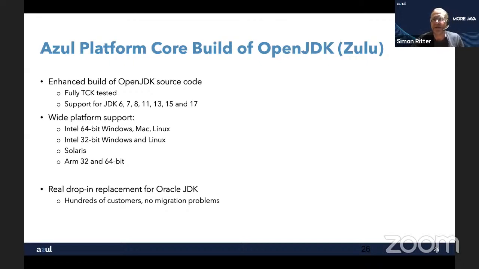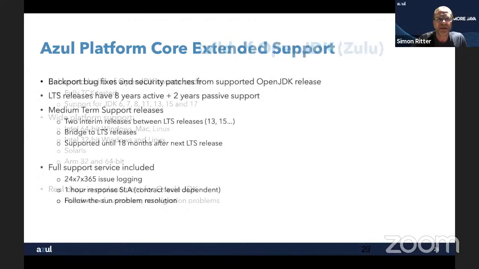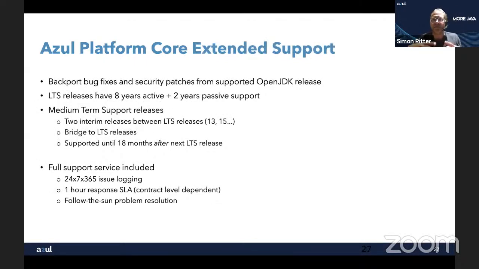Very much a drop-in replacement for the Oracle JDK. It is designed that way because it's a build of OpenJDK. It's tested with the TCK, so it is just a drop-in replacement. Don't have to change any code, don't have to recompile anything, just change your path, change your Java home, and off you go. In terms of what we do for extended support, as I say, what we do is we make sure that we backport all bug fixes and security patches from the current OpenJDK release where appropriate to the older versions. Obviously, if there's a new feature in JDK 17, doesn't exist in JDK 7, we won't backport it to that.